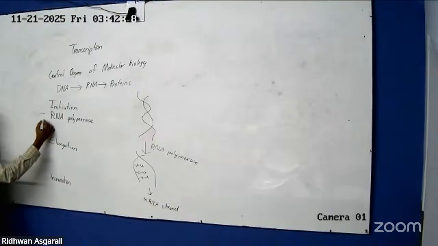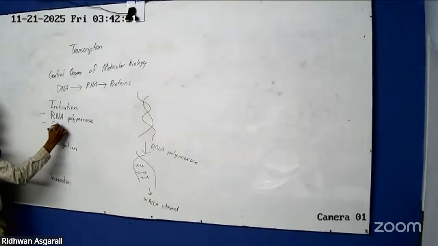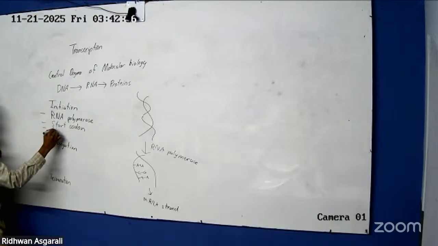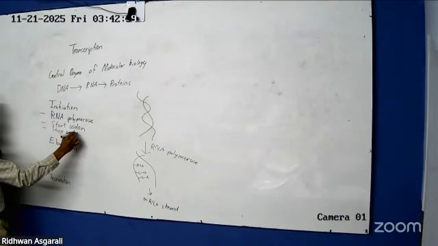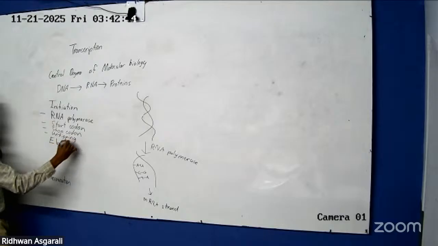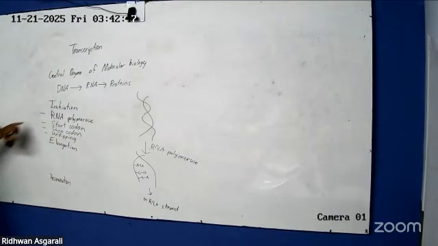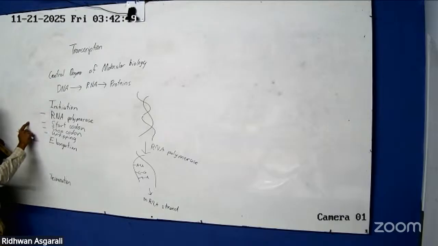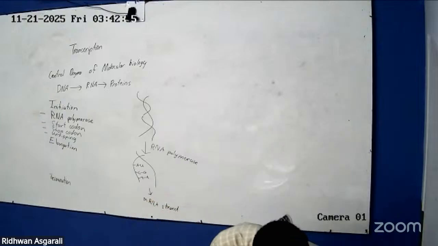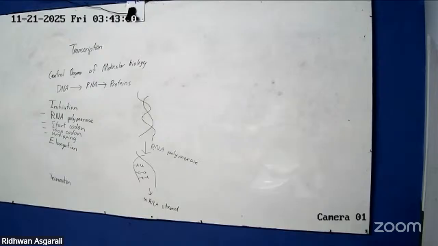So it's initiation, RNA polymerase, start codon, stop codon. So these are the main processes in initiation of transcription. Okay, so just take a note of it, right? The initiation.